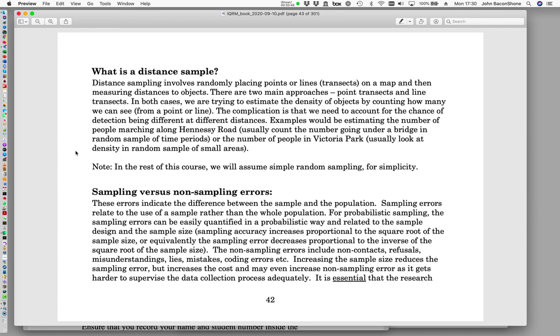But non-sampling errors are the bits that are much more worrying. These are the things which are not due to drawing the sample, but all the other reasons why the data we collect may not be the correct data. So what are those? Well, one is non-contact. We contact either a person or an object or something else, and we're unable to find that item. Perhaps we were trying to sample animals and the animal ran away. Or we're trying to sample human beings at home and they're never home. So that's one of the reasons for a non-sampling error.